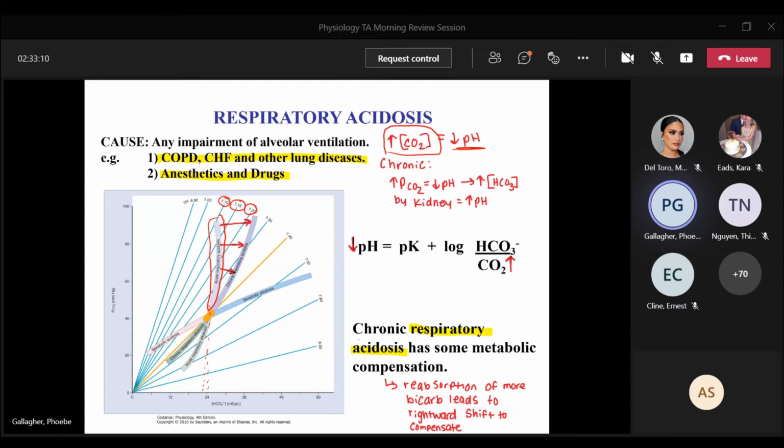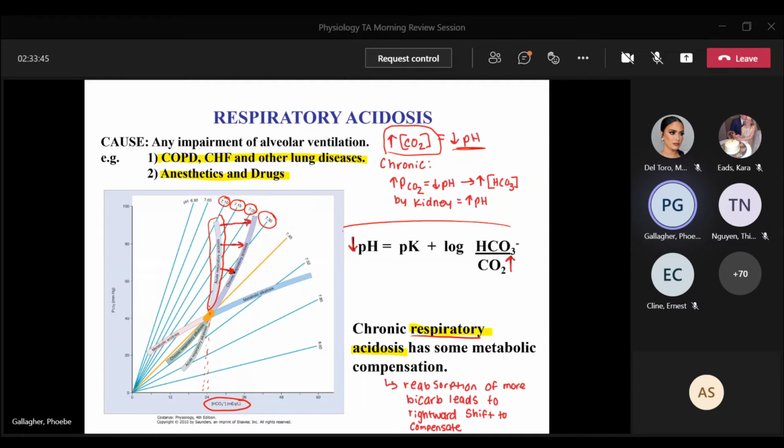So then chronic respiratory acidosis, since it's chronic, now you're thinking about your kidney and taking your kidney into consideration. So it's going to allow it to shift to the right because now you're reabsorbing more bicarbonate. So your bicarbonate concentration is going to increase, and it's going to help minimize the drop in pH. But you still have a decreased blood pH, but it's not as bad as it was before because of the actions of the kidney, allowing for more bicarbonate to be reabsorbed and therefore buffering the blood a little bit better.